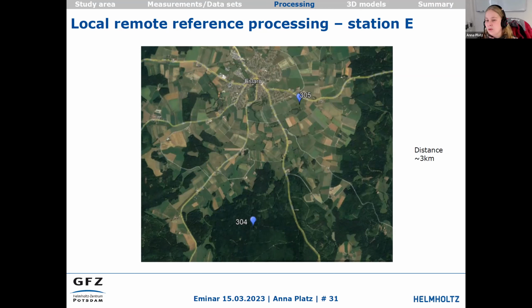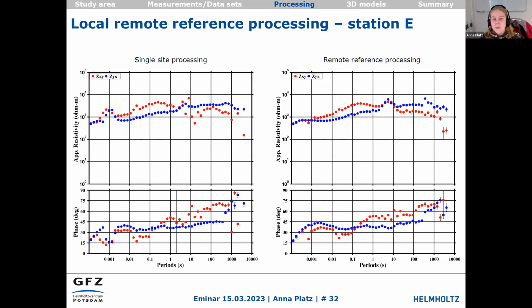In this case, I want to show you processing results of two neighboring stations, meaning they have a distance of only 3 kilometers to each other. On the left-hand side, you see again a robust single-site processing result, in this case with notch filters and also a coherence threshold. And you see in this case that we get some noise which disturbs our highest frequencies in the so-called AMT dead band. And with our local remote station, which is only 3 kilometers away, we were able to improve this by the classical remote reference technique.